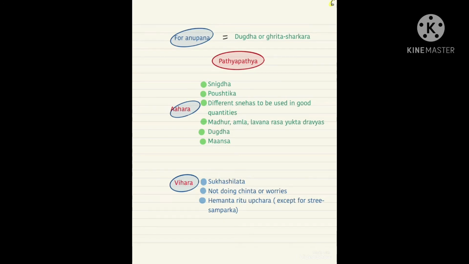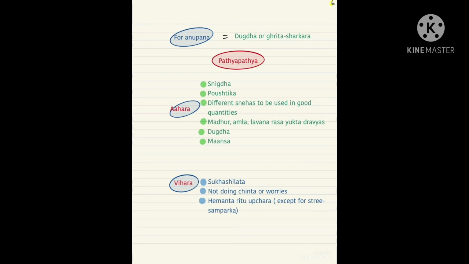Now about vihara. The person should be doing sukhashilata and not having any worries or too much chinta. Also all the upachar which is mentioned in the Hemanta Ritu Paricharya, except for the Stri Samparka, everything else has to be followed for the vihara part of Pathya.